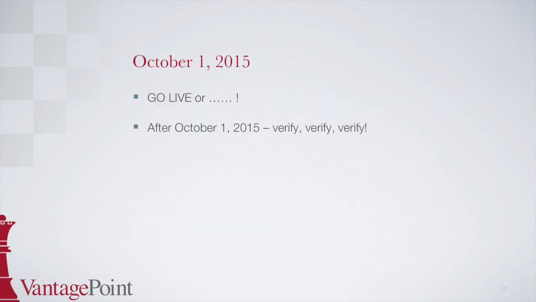Remember, the United States will begin using ICD-10 on October 1st of 2015. After the October 1st compliance date, it will be very important to verify that claims are being received and to check remits for denials based on the ICD-10 conversion.